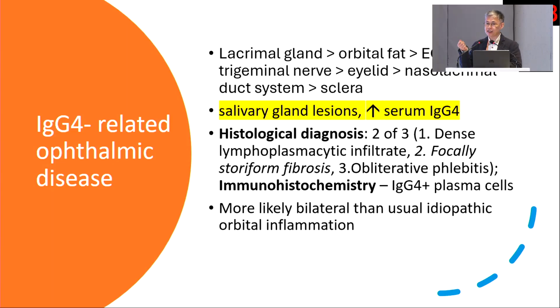And if you can't get into the orbit, maybe the salivary glands will help, but it's also not quite the site of involvement, so it may be just coincidental. So histological diagnosis, histology showing the lymphoplasmacytic infiltrate, and immunohistochemistry, so ask for it, showing the IgG4 plasma cells. Now it's more likely bilateral than the typical idiopathic orbital inflammation. If you have bilateral inflammation, think IgG4 disease.